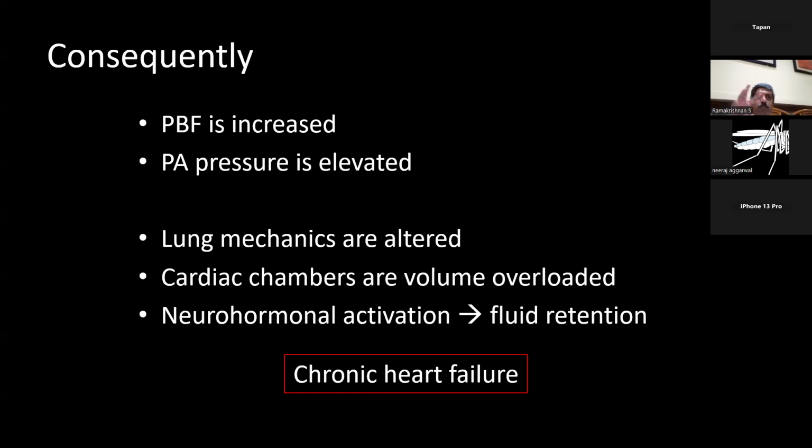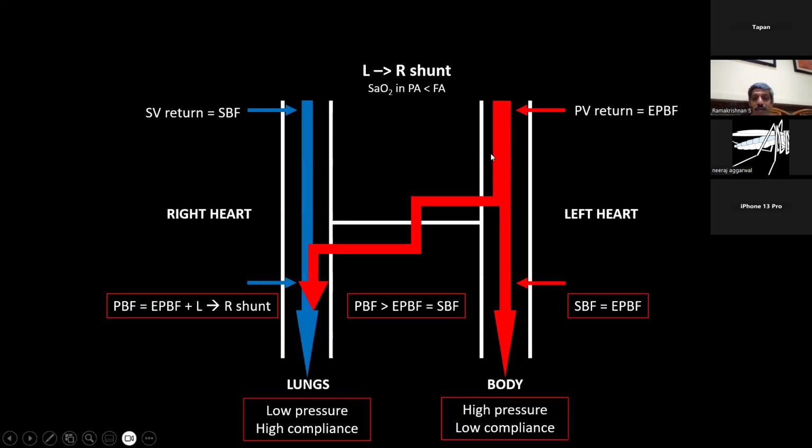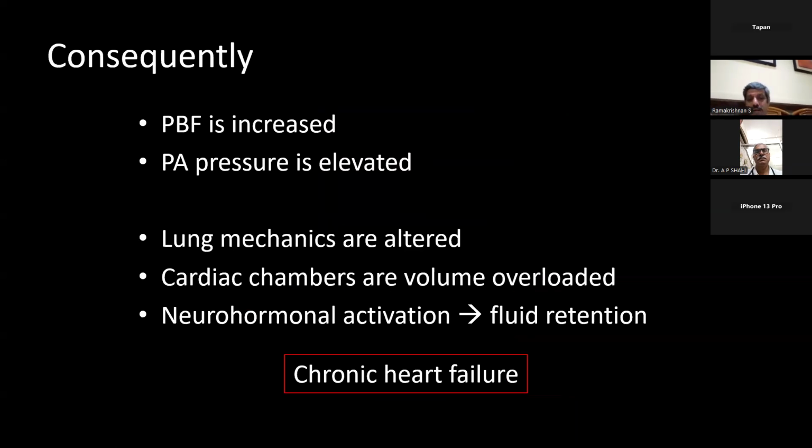So what happens? Suppose there is an atrial septal defect, you go back to this diagram. If there is an atrial septal defect, the flow is coming from the left atrium into the right atrium. So there is right atrial enlargement, right ventricular enlargement, and then PA enlargement. All these structures within the shunt circuit get enlarged. That's a very simple thing to understand: whatever is there in the circuit, all the chambers are enlarged.